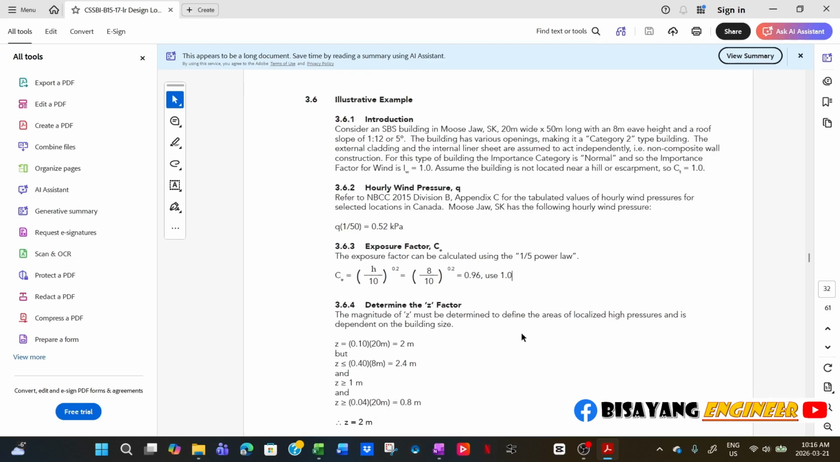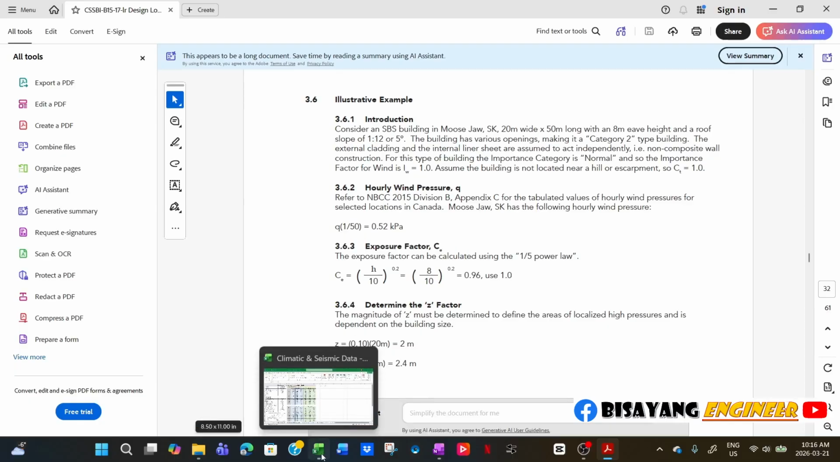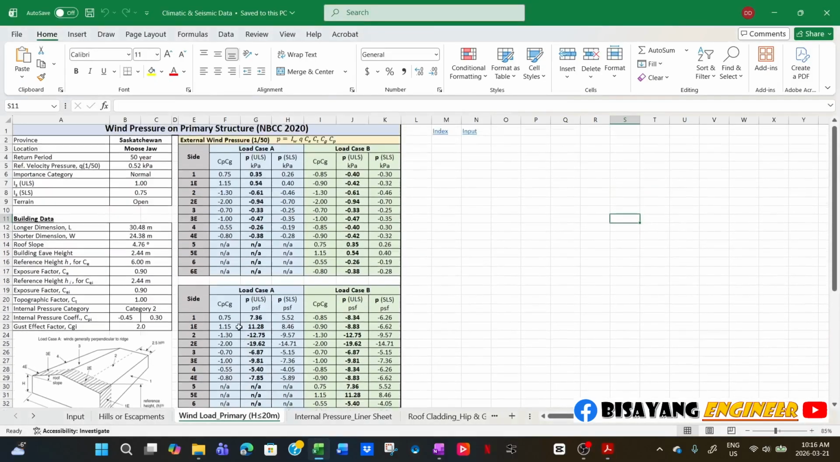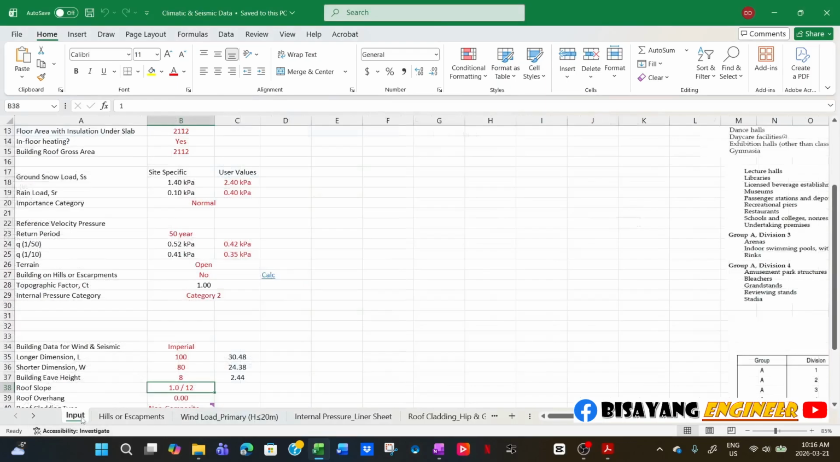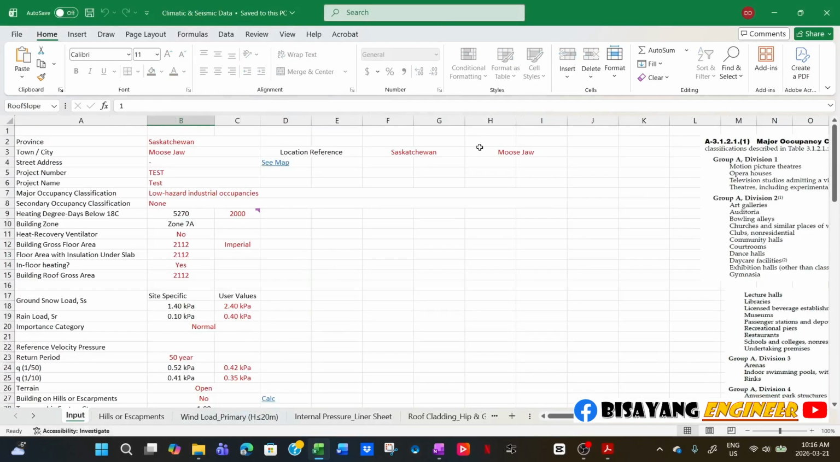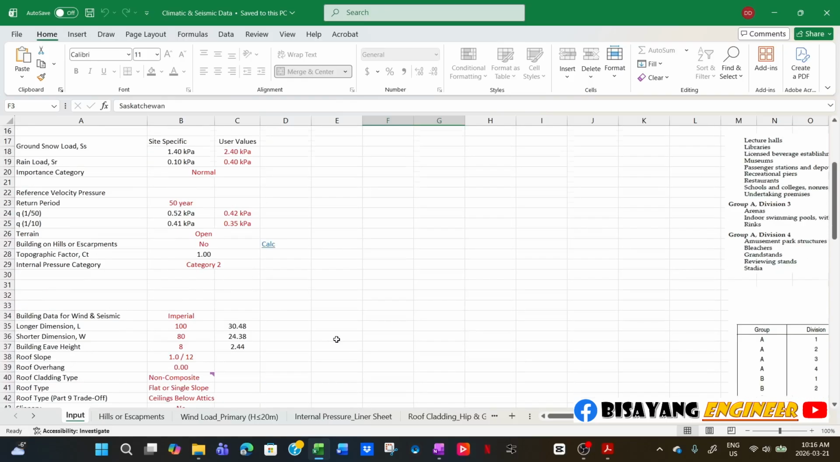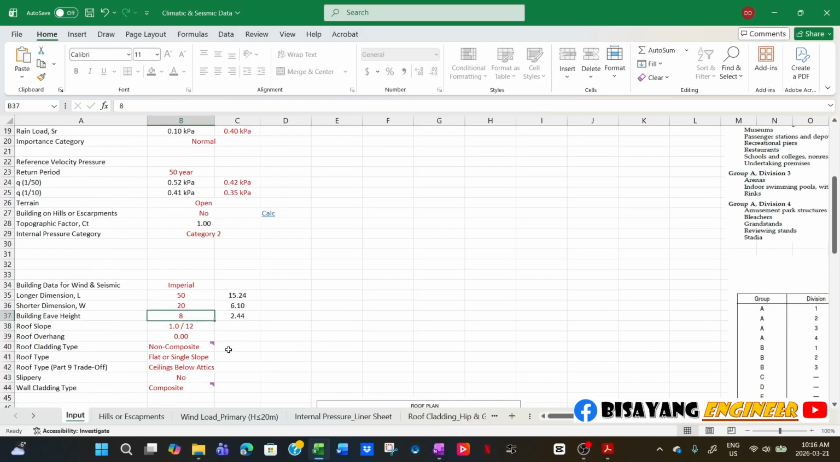So this one, because of course, at the start of the design, you will do all of this load calculation. So I created a spreadsheet and then I already changed all this information to Moose Jaw, Saskatchewan. And then this is the shape of the building, 50 by 20, 8-meter.